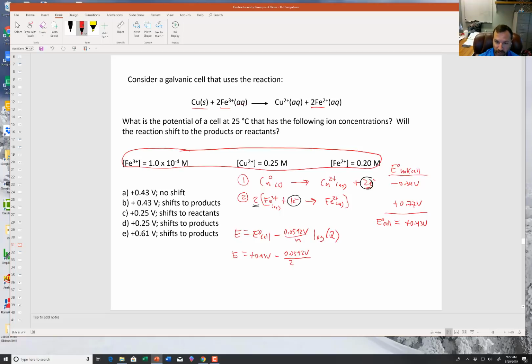And our Q, remember, Q is products over reactants, very similar to K. So we have iron 2, which is 0.2 molar, and we have to square that because of the mole coefficient. And we have copper 2, which has a mole coefficient of 1, concentration of 0.25. And then we're going to divide by reactants. So we can ignore copper because it's a pure solid. So we only have iron 3, which is this concentration. And again, we have to square that concentration.